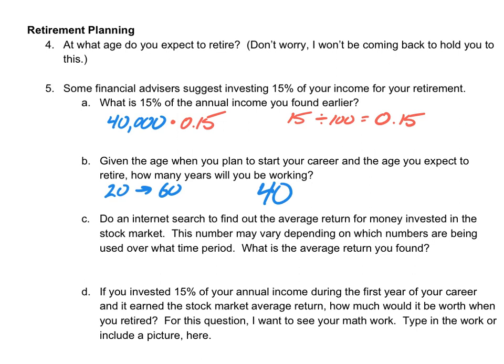All right, part C. We're doing another internet search on this one. In this case, we're going to search and try to figure out the average return for money invested in the stock market. And you could even actually just type it in that way. You could also type in stock market return or stock market average. There's lots of different searches that will come up with this. And depending on which results you use, you might get different answers. There's not just a single right answer for this because, for instance, the average return over the last 5 years is different than the average return for the last 30 years. And so you would think about, okay, well, which number do I want to use?